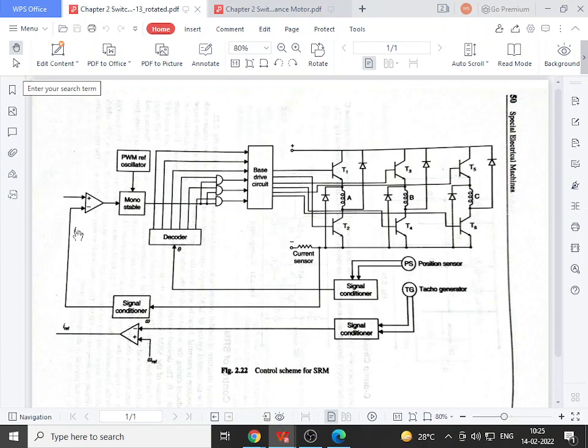So that will be provided as an input to the base driver circuit. That input is again provided through some monostable multivibrator, actually to generate the required clock pulses, and signal conditioning devices. I think you are familiar with this signal conditioner.